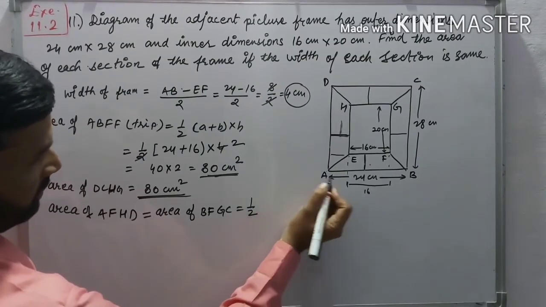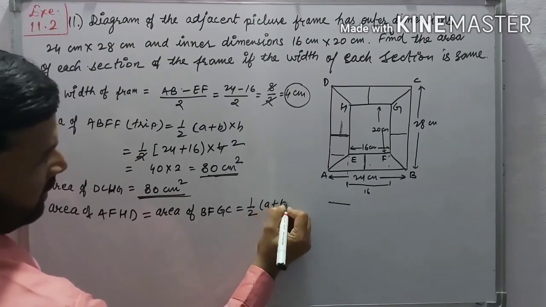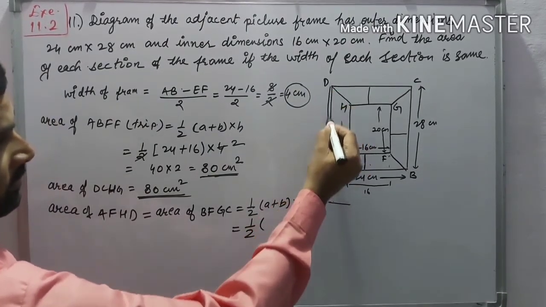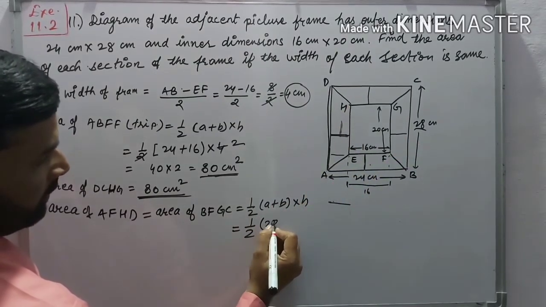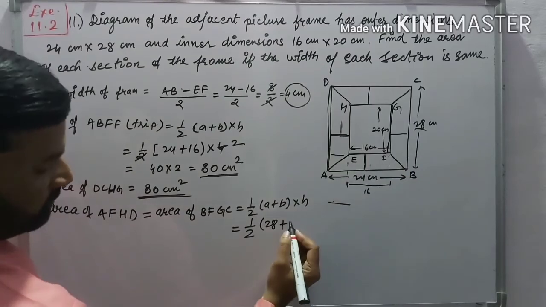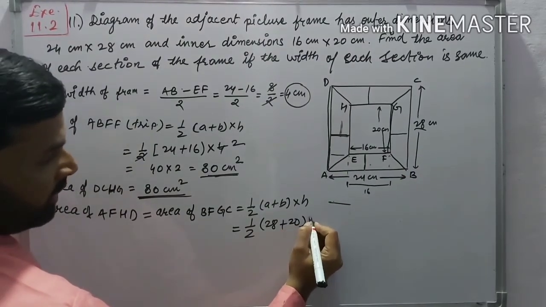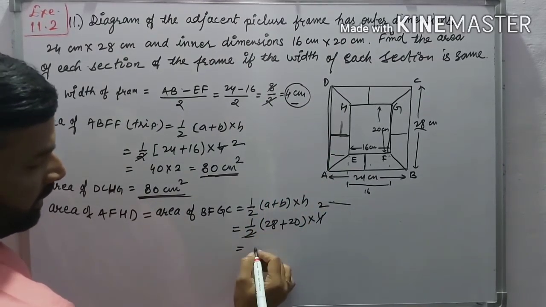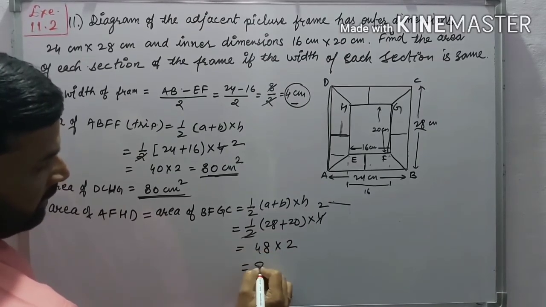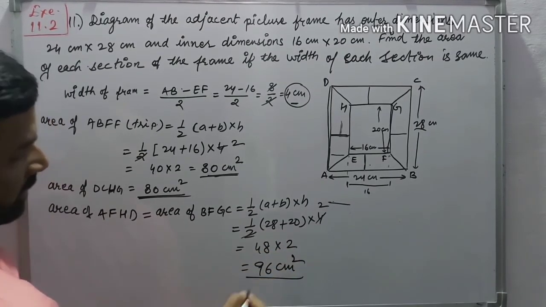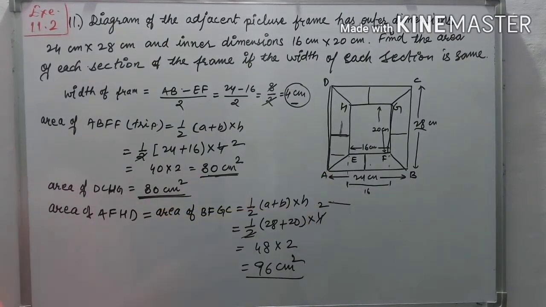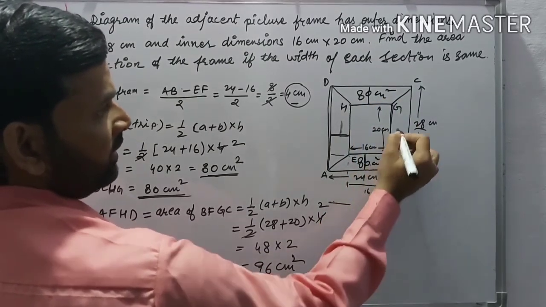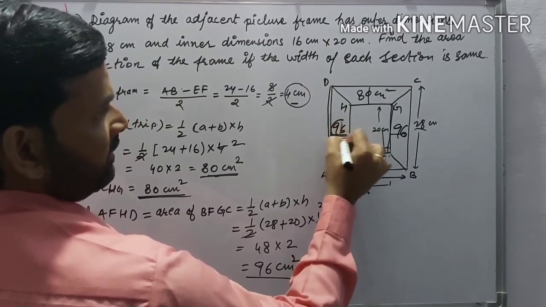It is 1/2 because it is a trapezium, (A + B) × H. Now put the values: 1/2, the value of this side is given 28, plus this side is 20, into 4. You already found the distance. These two added are 48, into 2 is equal to 96 centimeter square. So the first section is 80 centimeter square, and the other section is 96 centimeter square, and the areas are found.